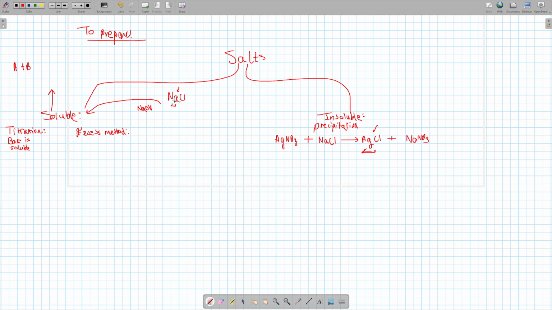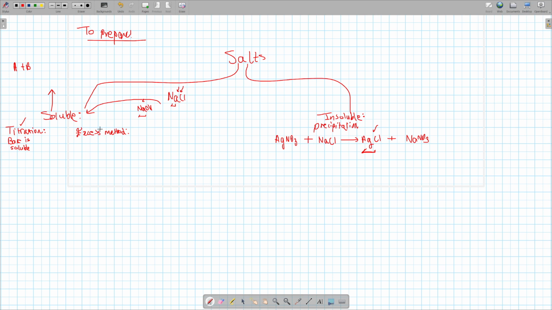Now, for the same example, to prepare NaCl through NaOH, what method are you going to use? NaOH is a base. Is it soluble? It has Na, so of course it's soluble. So what method am I going to use? Titration. That's how they ask the questions.